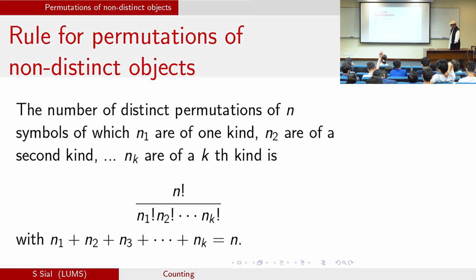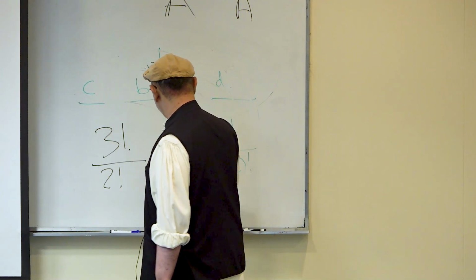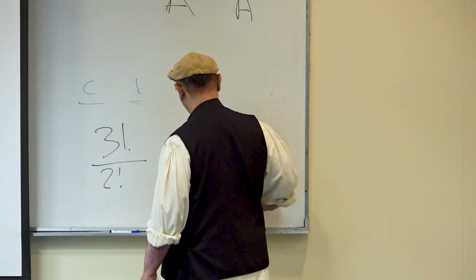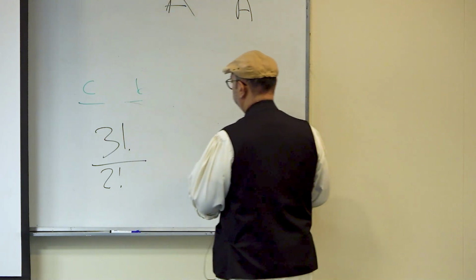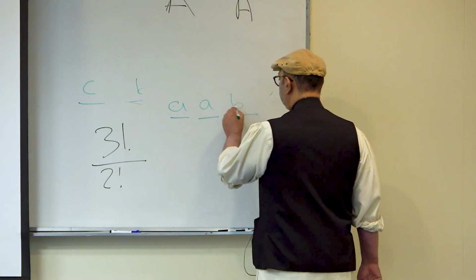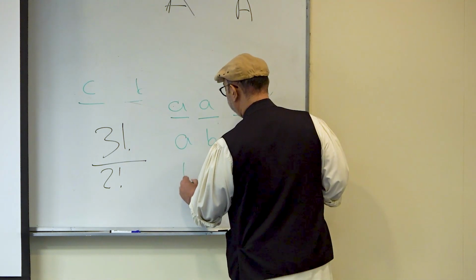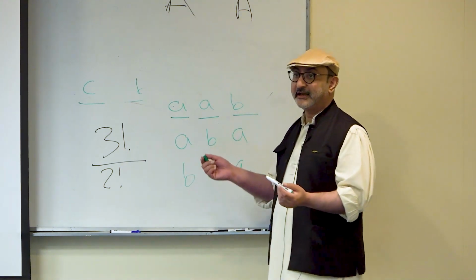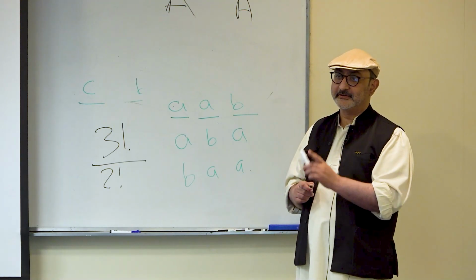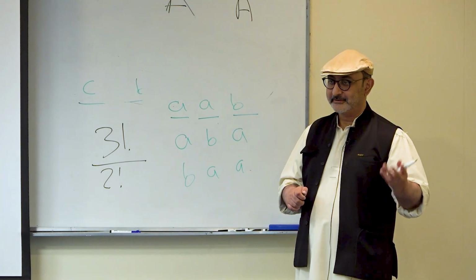Okay, so now, we're not choosing the actual positions, right? So why isn't it 3 factorial over 3 minus 2 factorial? Let's see. So we can have AAB, we can have ABA, or we can have BAA. So we can have 3. So if I write 3 factorial, then I've got to divide out 2 factorial to make it come out to 3. Okay?